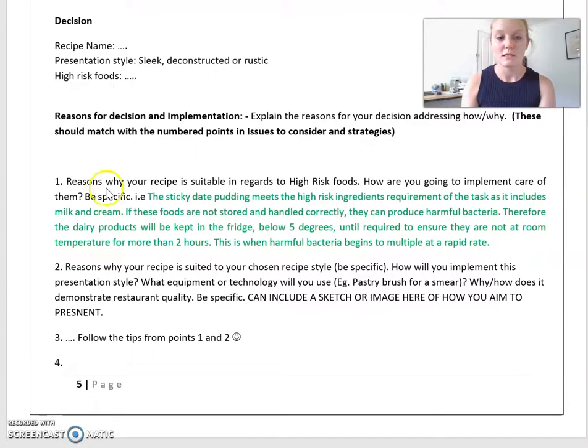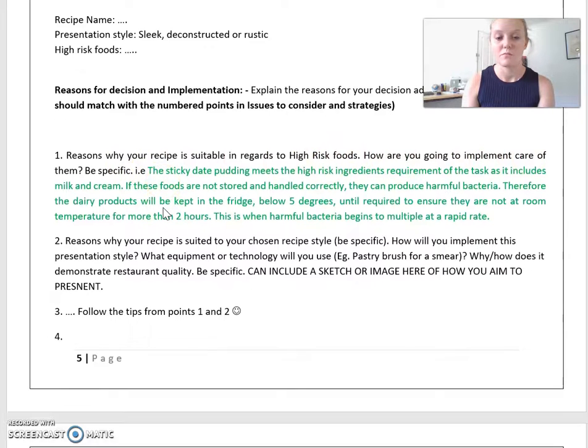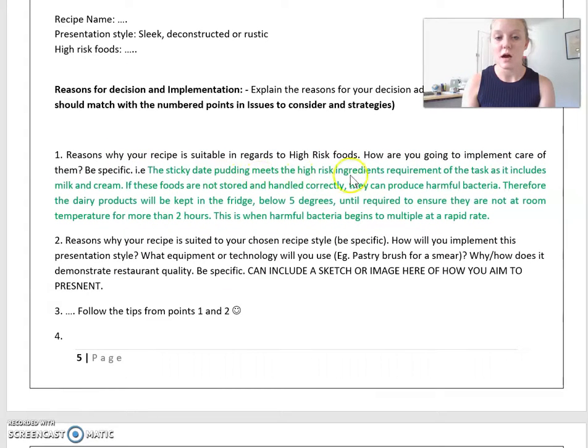So, reasons why your recipe is suitable in regards to high-risk foods. How are you going to implement the care of them? Be specific. So the sticky date pudding meets the high-risk ingredient requirement of the task as it includes milk and cream. If these foods are not stored and handled correctly, they can produce harmful bacteria. Therefore, the dairy products will be kept in the fridge below 5 degrees until required.